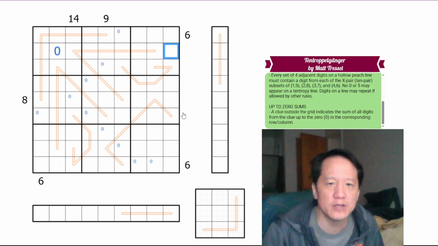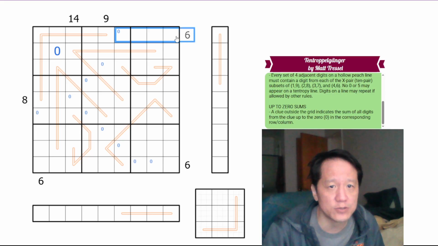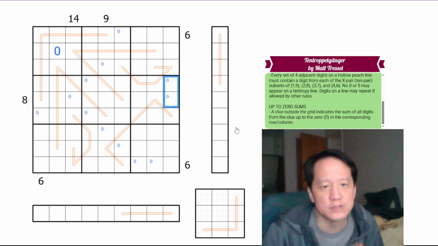0 cannot be here. Okay, where is 0 in column 9 then? Column 9 cannot have a 0 here because we're guaranteed a 0 here. It cannot have a 0 here because of the up to 0 sums in this row. And it can't have a 0 here because of the 0 in the row. So for column 9, 0 has to be one of these 2 zeros, right?